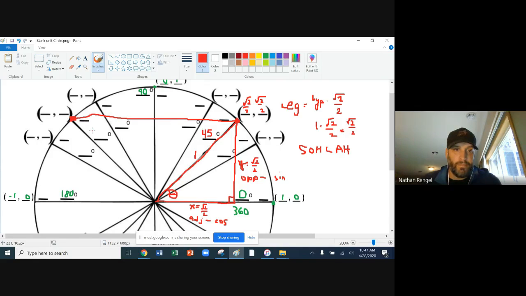Now this position angle-wise is going to be 135 degrees, so it's 45 degrees more than 90. So 90 was up here. And its x coordinate is negative square root of 2 over 2.